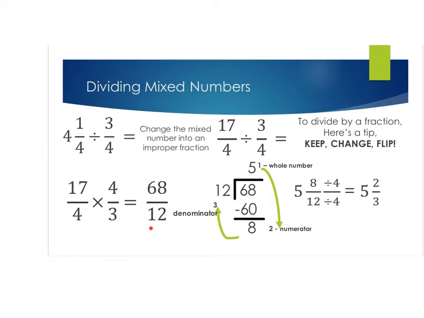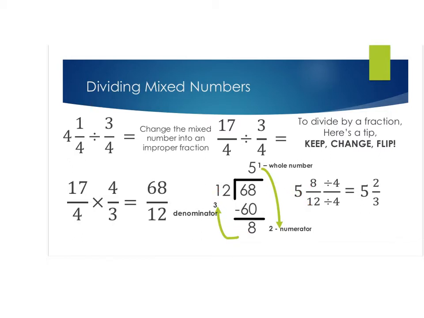This is not going to be my final answer yet because I have a bigger numerator than a denominator. I need to change it into a mixed number. So I'm going to put 68 inside the house, and I'm going to divide it by 12. 12 goes into 68 5 times. 5 times 12 is 60. 68 minus 60 is 8. To get my answer, remember my big whole number goes on top. So it's going to be 5 and 8 over 12.